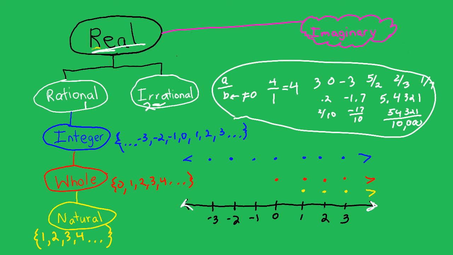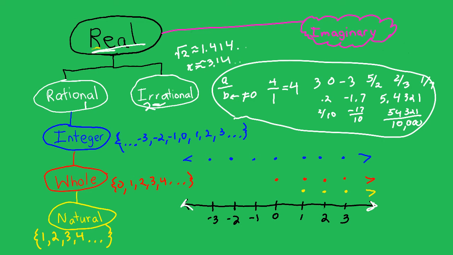So some examples would be the square root of 2, which is approximately 1.414. This is just an approximation. This can't be written out as a decimal. It keeps going on and on. So therefore, it's irrational. Likewise with pi, which is just approximately 3.14.